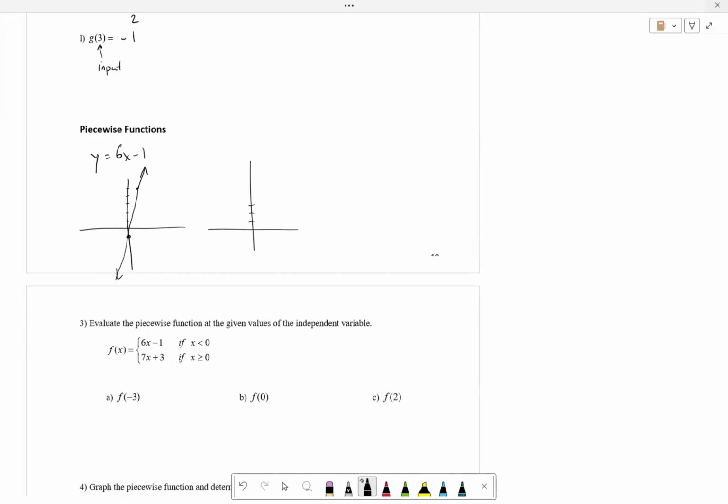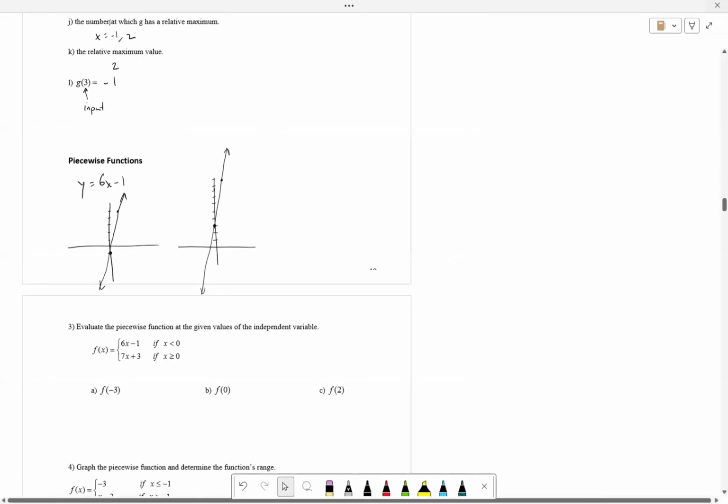So from here, I'm going to go up 7. 1, 2, 3, 4, 5, 6, 7, and over 1. And that's the only other point I'm going to get because I just don't have a lot of space here. Now I'm going to leave these for later, but I'll get back to this in just a minute.